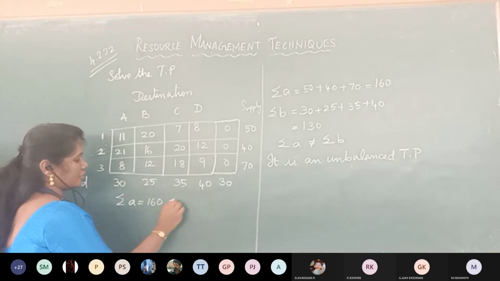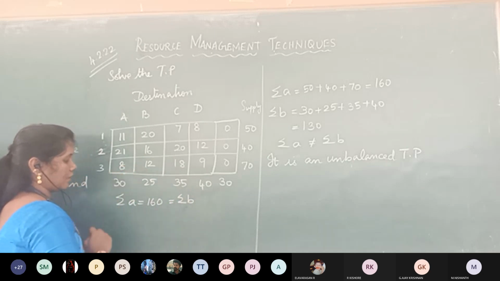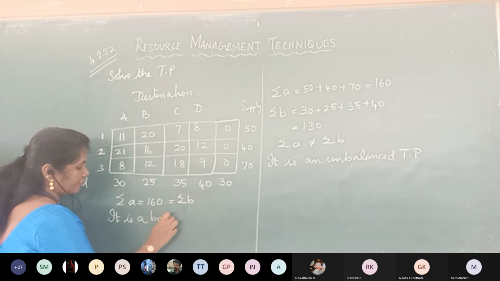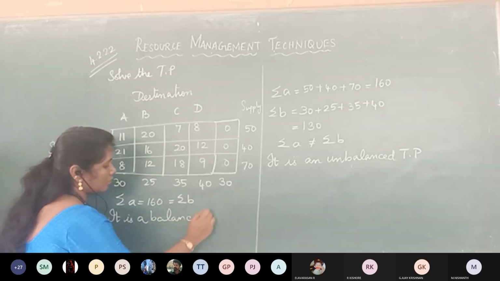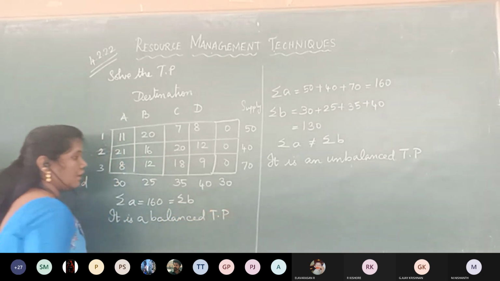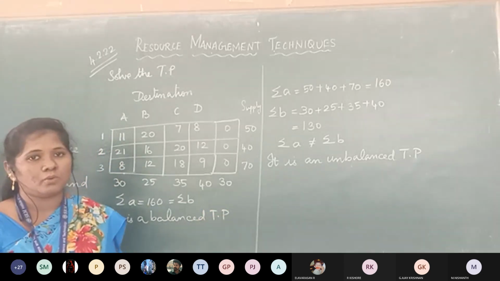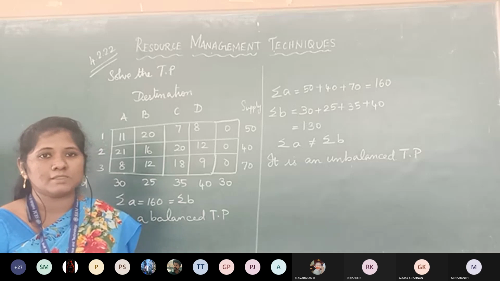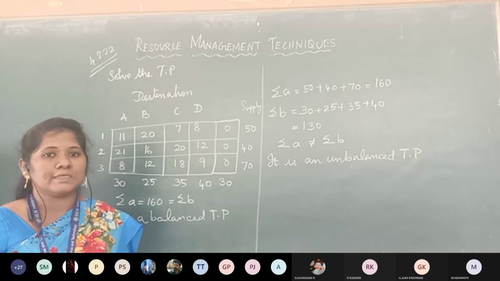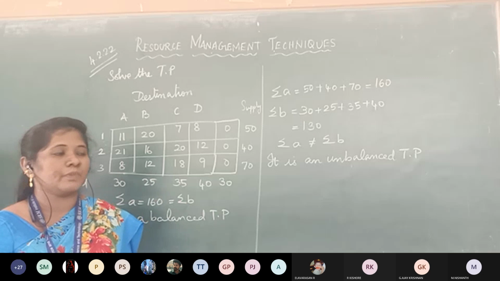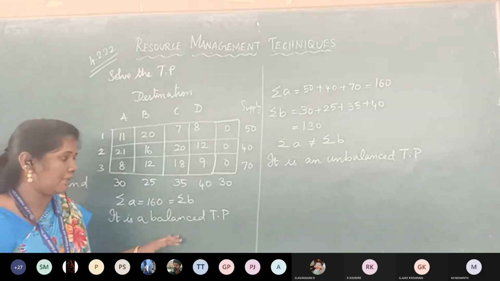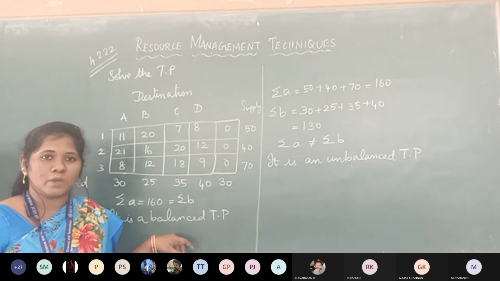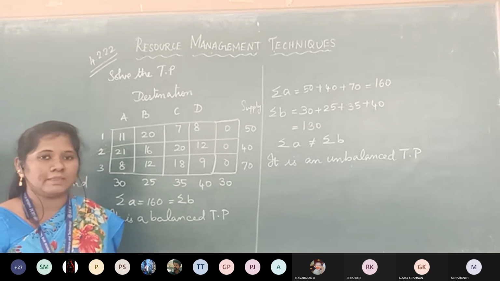Now if you add your summation B, that is also 160. It is a balanced transportation problem. After you make it balanced, then only you have to start with the problem. Before that, if you start the problem, the whole problem is wrong. In an unbalanced transportation problem, you can't solve the problem and get your initial basic feasible solution. Only after making it balanced, you will start with the northwest corner rule, least cost method, VAM method, row minima, column minima, anything.